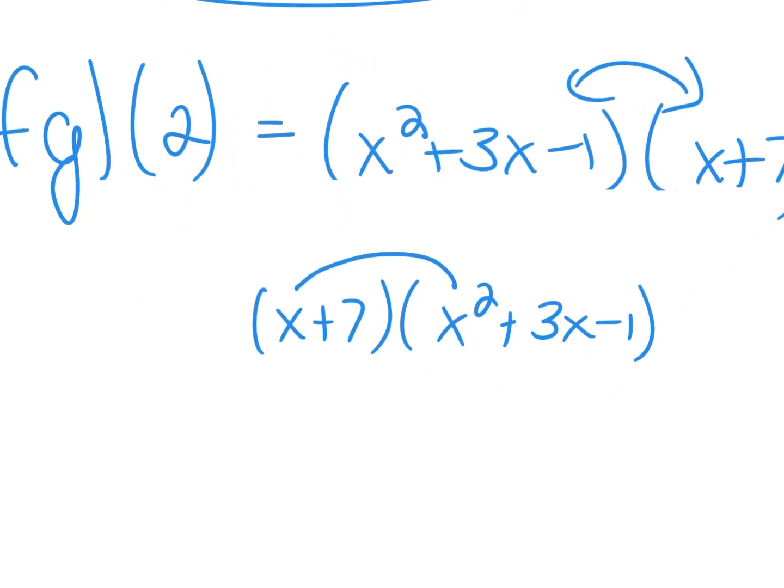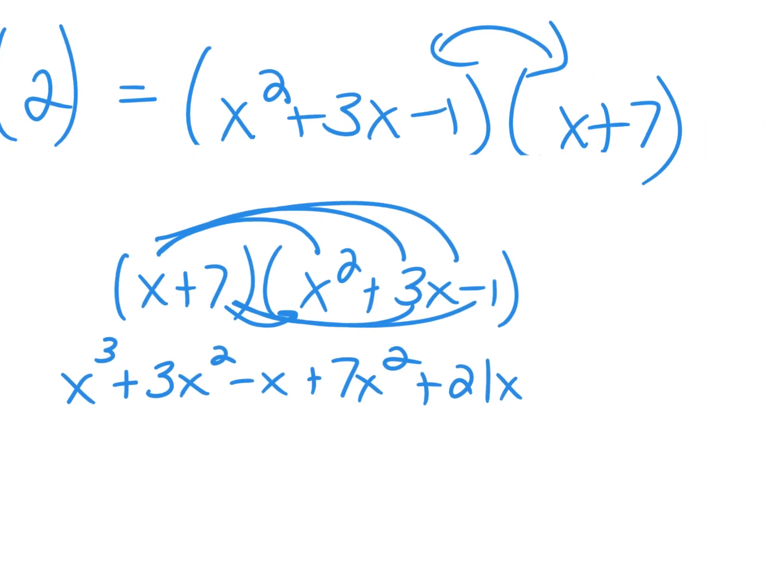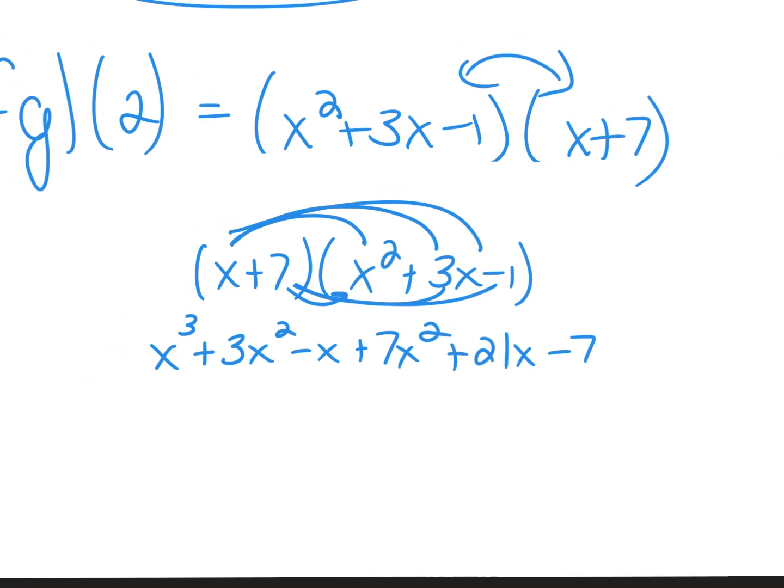So x times x squared is x cubed. Good. X times 3x is plus 3x squared. Good. And x times negative 1 is minus x. Right? Okay, so 7 times x squared is plus 7x squared. 7 times 3 is plus 21x. And 7 times negative 1 is minus 7. And then let's combine like terms. So x cubed plus 10x squared plus 20x minus 7. You guys agree?